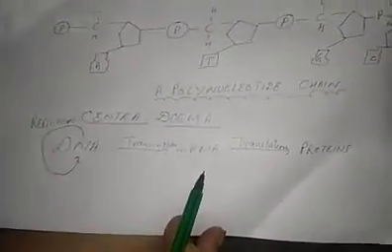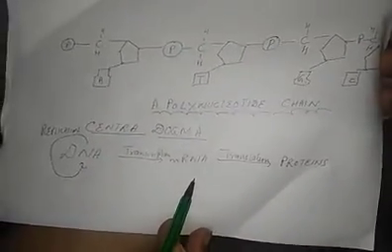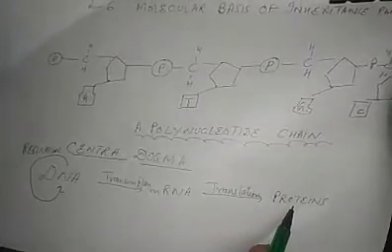Next is central dogma. Central dogma is the unidirectional flow of information from DNA to RNA and from RNA to proteins. This represents the central dogma. Here, DNA is the master molecule. From DNA, three different types of RNA are formed: mRNA, messenger RNA; rRNA, ribosomal RNA; and tRNA, transfer RNA. And from RNA, different types of proteins are formed.